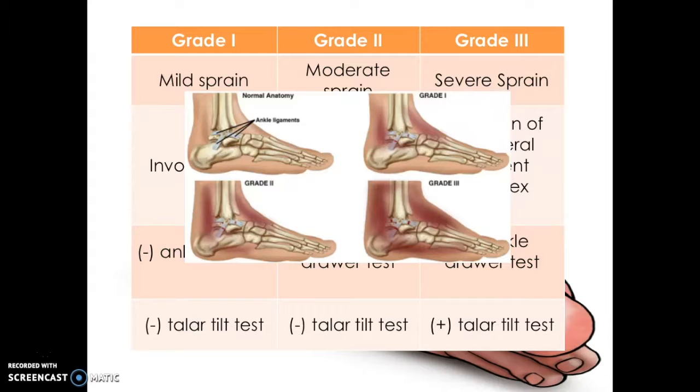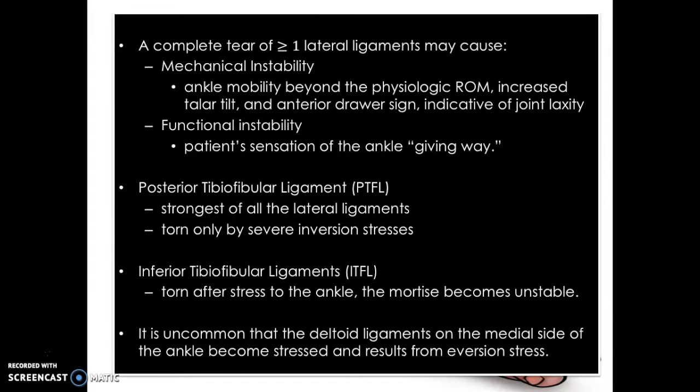Injuries that may be associated with ankle sprains are articular cartilage lesions, transverse fracture of the lateral malleolus, or an avulsion fracture of the base of the fifth metatarsal. Ankle sprains may present with swelling, tenderness, and often pain. A complete tear of one or more lateral ligaments may cause marked mechanical and functional instability of the ankle during weight bearing activities. Mechanical instability is defined as ankle mobility beyond the physiologic ROM, increased talar tilt, and anterior drawer sign indicative of joint laxity, while functional instability is defined as the patient's sensation of the ankle giving way.